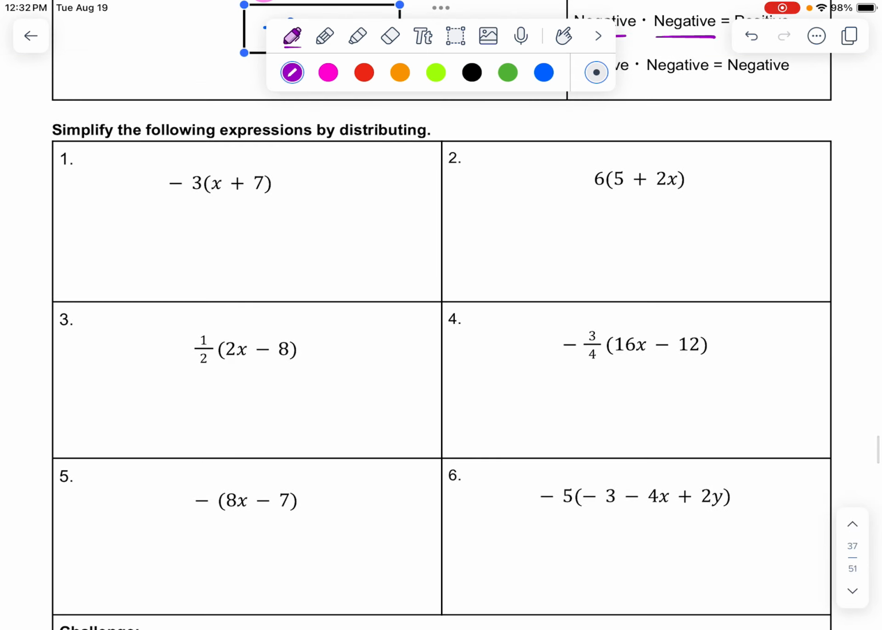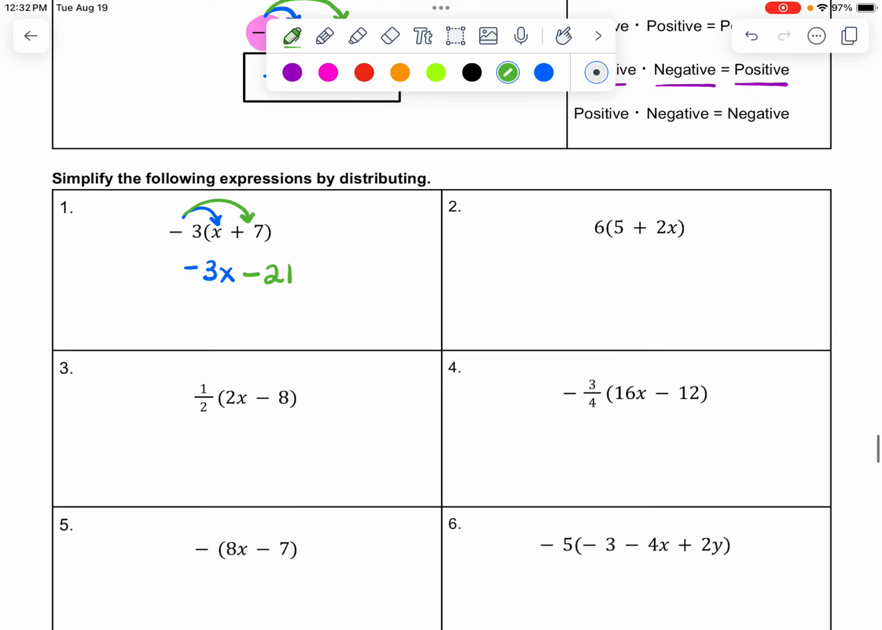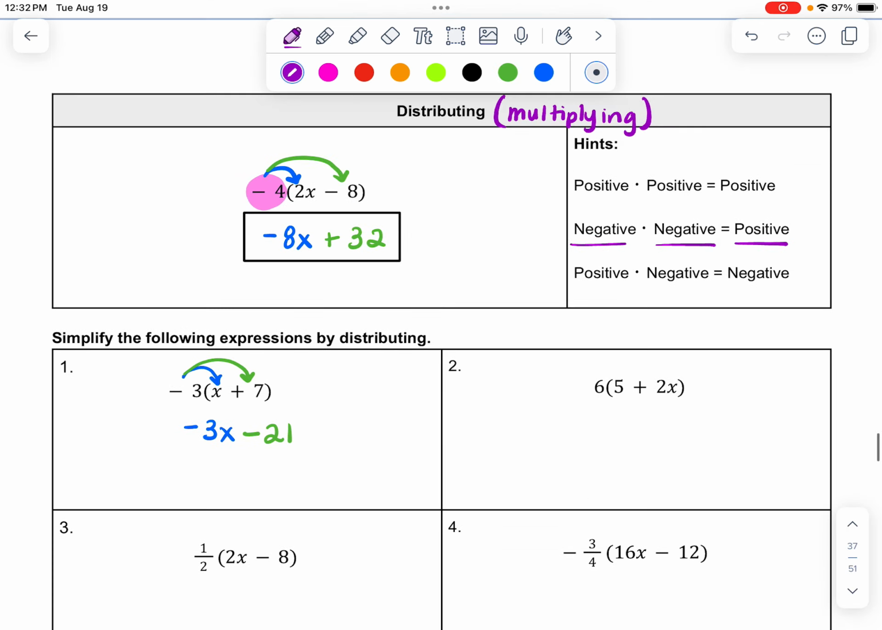All right, let's try a few more examples. So problem number 1, we're going to distribute. First, we're going to do -3 times x, which is -3x. Then we're going to do -3 times 7, which is -21. You're going to want to be really careful there because it's a -3 times a positive 7, we get a negative answer. A negative multiplied by a positive gives me a negative answer.